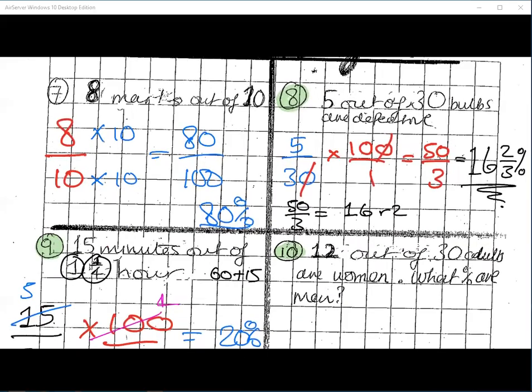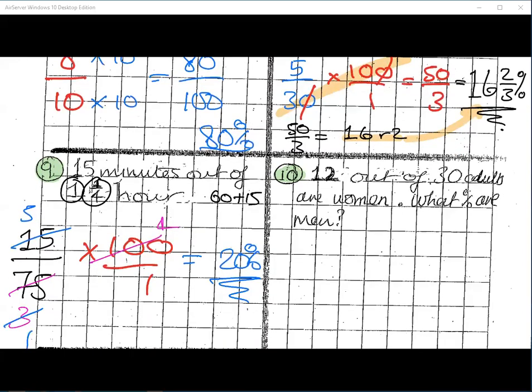Question number 8, which I've done earlier, 5 out of 30. So we changed that one into the traditional method by multiplying by 100 over 1. We were able to cancel diagonally this way by dividing them both by 10, so we knocked off the 0. We were left with the top numbers timesing. 5 times by 10 is 50. 3 times by 1 on the bottom is 3. 50 divided by 3 will give you 16. So 1, 2, that's the remainder 2. And then we convert this answer back into our full answer, 16 2/3%.